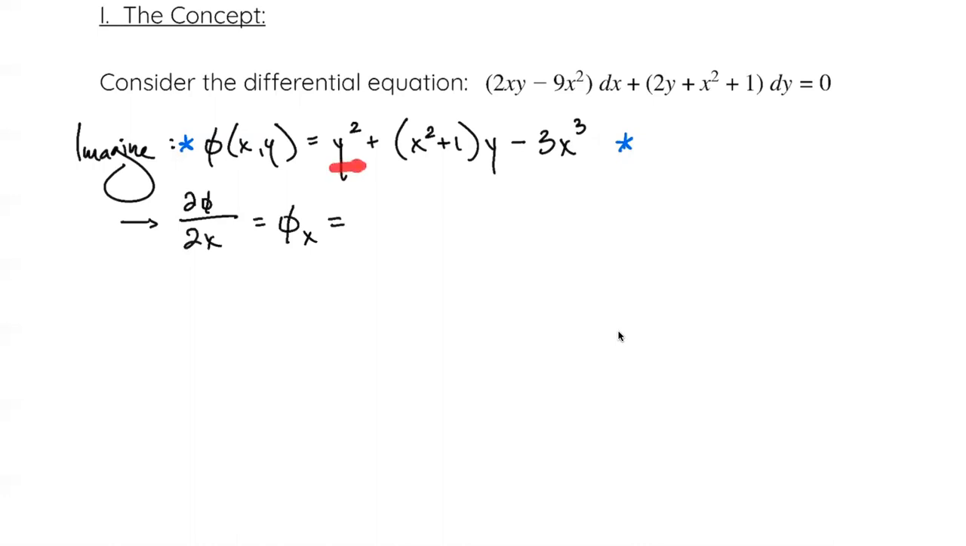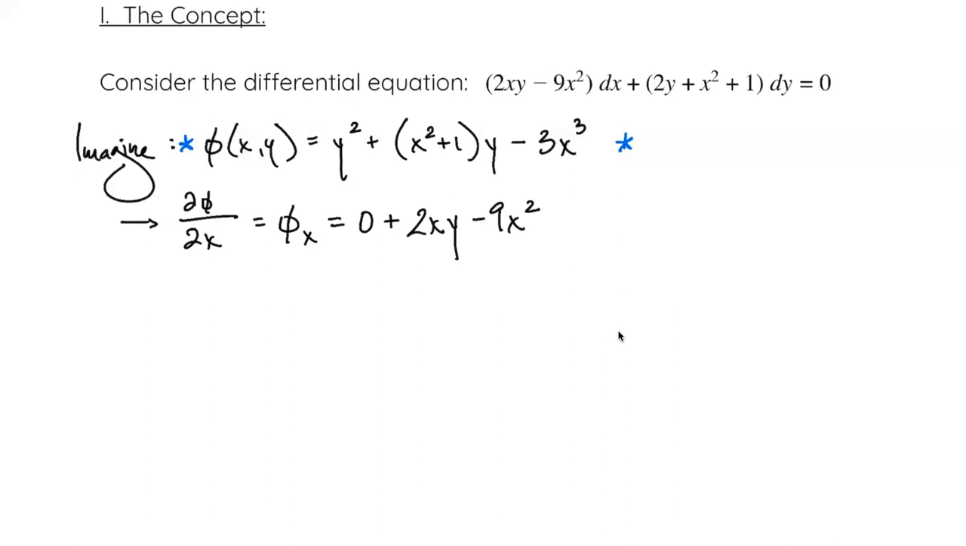If y squared is a constant, that means that derivative is 0. Plus, we're going to have a constant multiple over here. So we'll actually get 2x, which is the derivative of x squared, times y, which is a constant. And then we'll take the derivative of negative 3x cubed and get negative 9x squared. Okay.